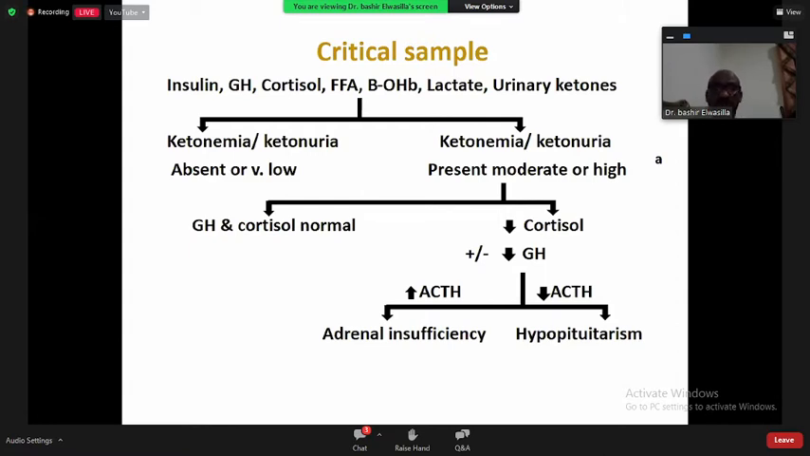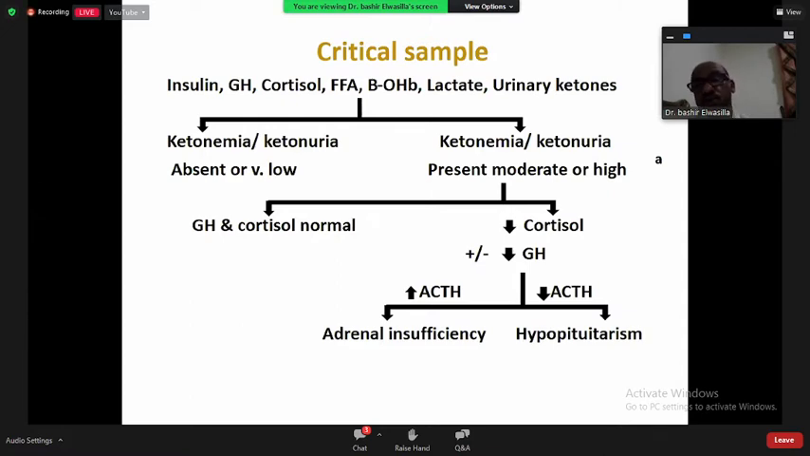Because the main point here, we have to differentiate: is it ketotic hypoglycemia or non-ketotic? That means, are there any ketone bodies in the urine or the blood? If there is ketonemia or ketonuria, or if there is no ketonuria or ketonemia, absent or low, that will tell us about different things. We'll come to it later, like hyperinsulinism and so on.